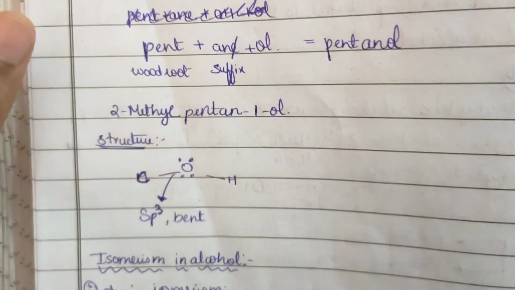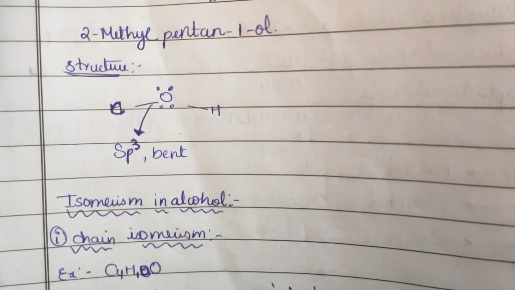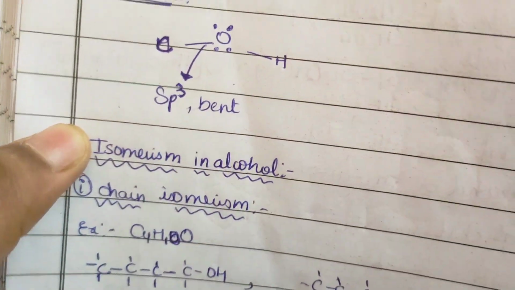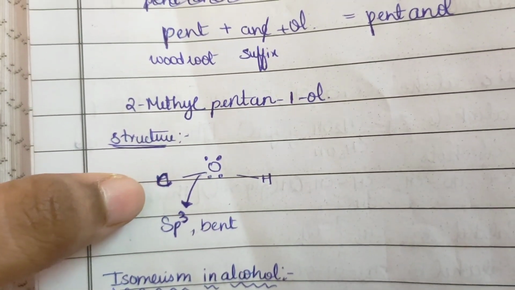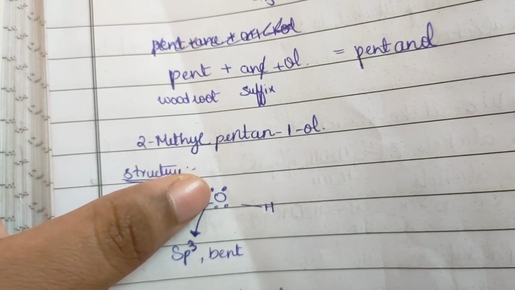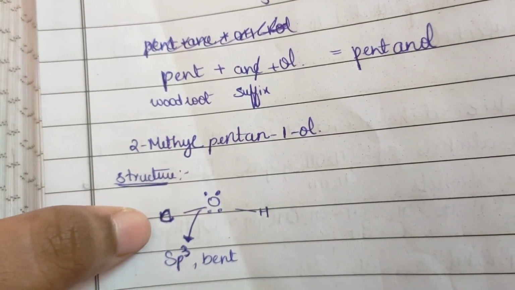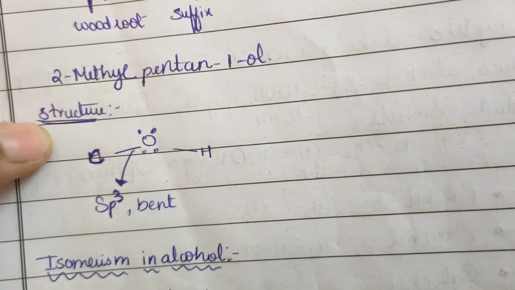Now another structure. Here the structure of ether, you can see the functional group of ether is here. It is attached with carbon and hydrogen, which is sp3 hybridization and bent structure.